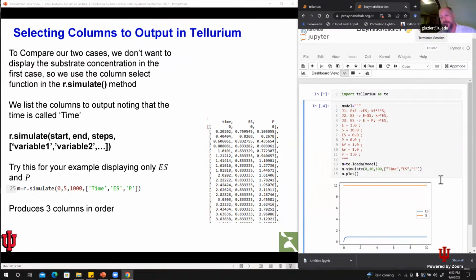A lot of times, if you have a lot of variables, you may only want to have a few of them. So this will select the ones that you want. Another thing I might want to plot are the rates. So I could plot J1, for example. That'll give me the rate. So that can be useful.